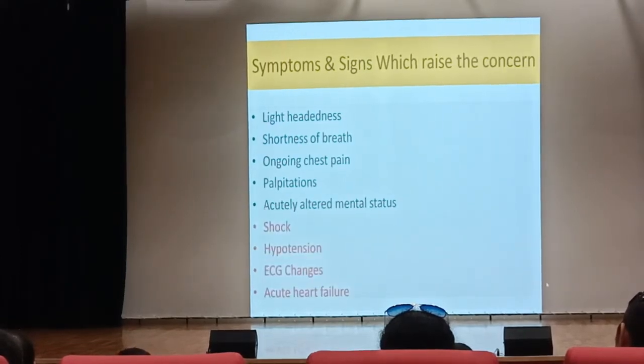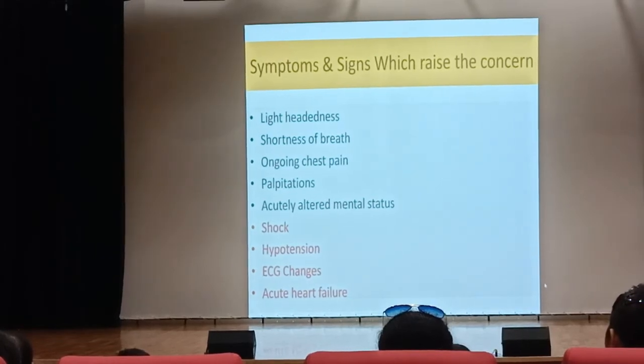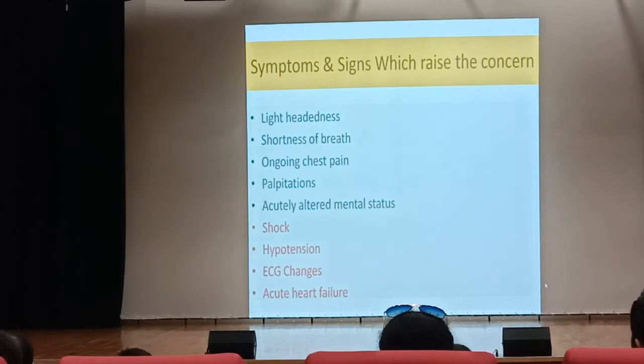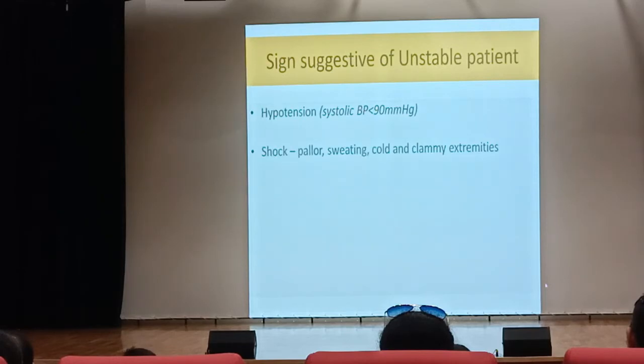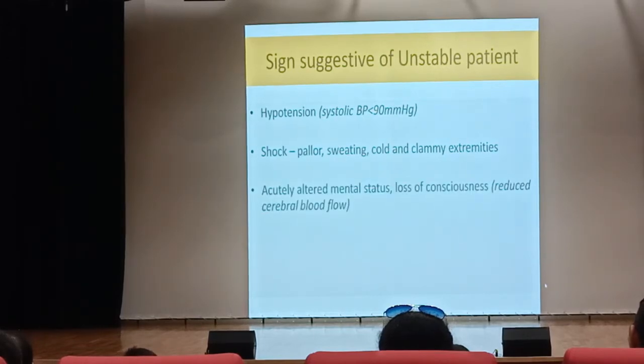To assess this, we look at certain signs of shock, hypotension, certain ECG changes, and we look at diagnosing acute heart failure. How do we do this? We look at blood pressure. If the systolic blood pressure is less than 90, the patient has hypotension. If the patient has pallor, sweating, cold and clammy extremities, that means he is in shock. Altered mental status, losing consciousness, or getting irritable, possibly means cerebral blood flow is reduced, and that is leading to altered mental status.